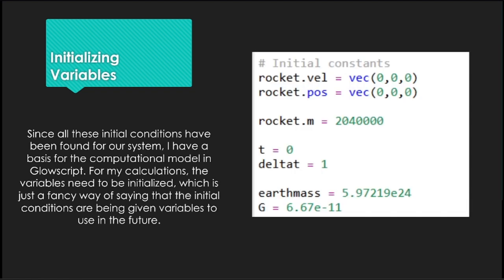Since all these initial conditions have been found for our system, I have a basis for the computational model in GlowScript. For my calculations, the variables need to be initialized, which is just a fancy way of saying that the initial conditions are being given variables to use in the future.